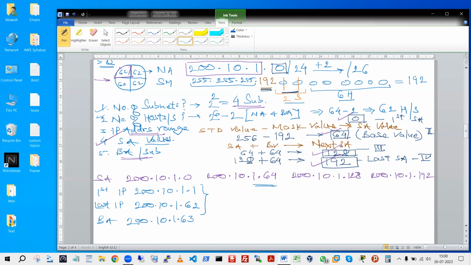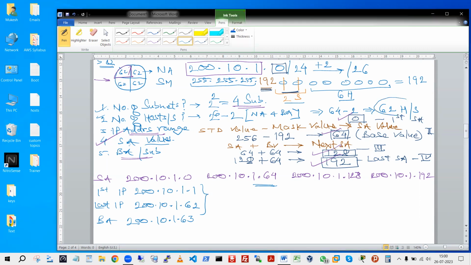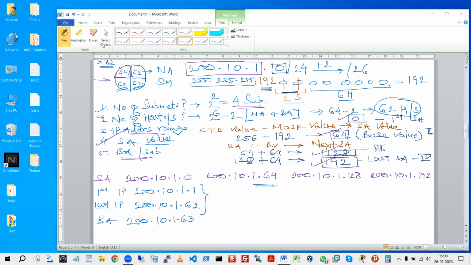This is the range. How many addresses are there? How many addresses are these, 1.1 to 1.62? 62. 62, right? You can cross verify. 62 hosts per subnet, right? We've already calculated. Question number 2. Yes. So every subnet is equally divided into 62 IP addresses.